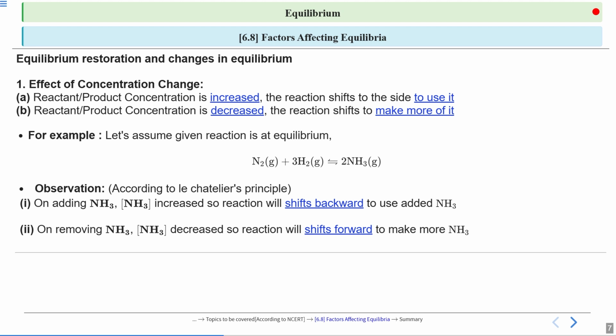Similarly, in the second case, suppose we remove ammonia, then what will happen? Just think about it. What will happen to the value of Q? Will it be equal to K? No, of course it will not be equal to K. It will be less than K, because now you are decreasing the numerator value. If you do that, the whole Q will decrease, and as a result, to make your Q again equal to K, the reaction will shift forward to increase the value of the numerator, which is the concentration of product.